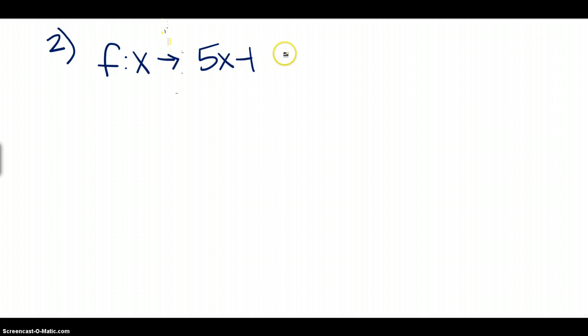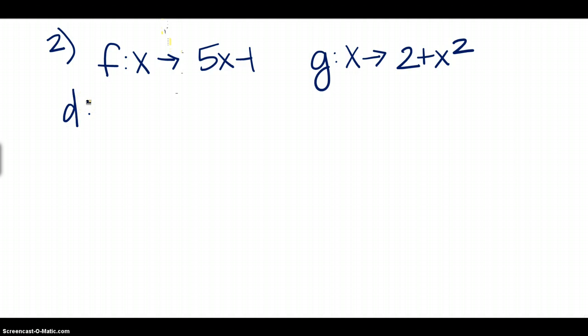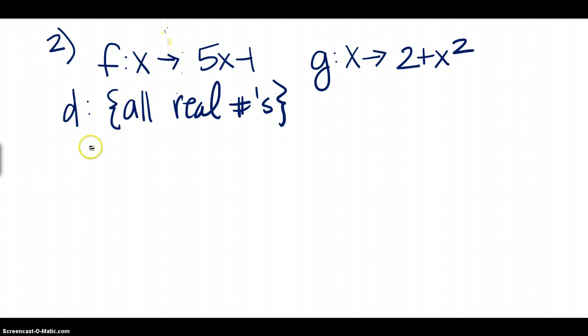Okay, so another example. Example 2. We have f of x, and again, arrow notation, because it's the weirdest, so might as well do it on here. 5x minus 1, and then we also have another function, g of x, and that is going to be 2 plus x squared. Okay, and our domain is the set of all real numbers. And that's important because that tells us that we can plug in any real number into there.